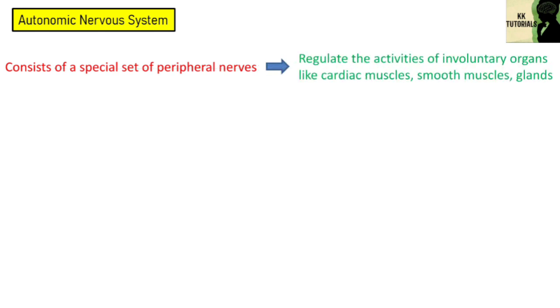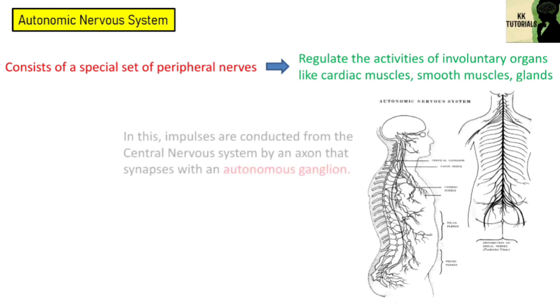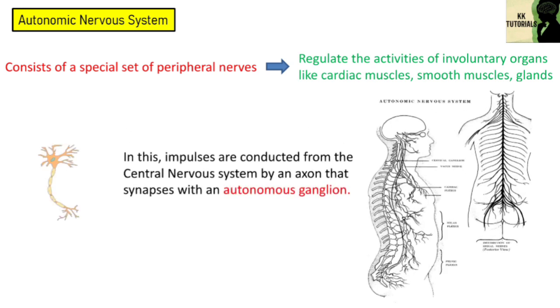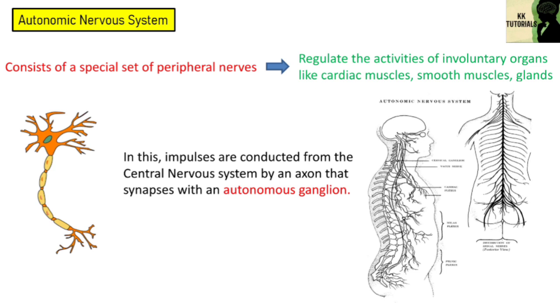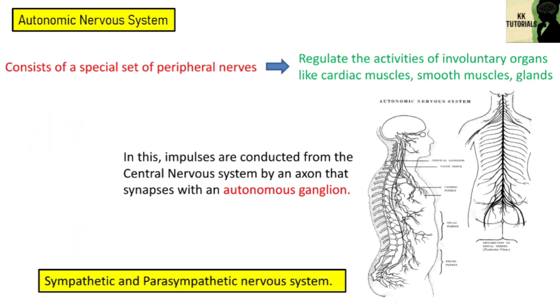Autonomic nervous system consists of a special set of peripheral nerves that regulate the activities of involuntary organs like cardiac muscles, smooth muscles, glands, etc. In this, impulses are conducted from the central nervous system by an axon that synapses with an autonomic ganglion. Autonomic nervous system consists of sympathetic and parasympathetic nervous system.